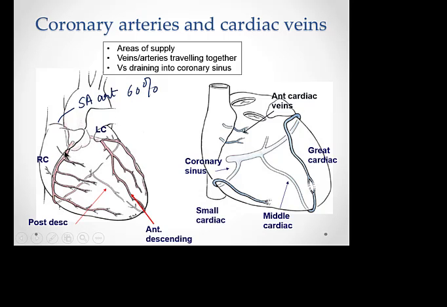Then, since it's traveling between the atria and the ventricles, it gives off right atrial branches. RC stands for right coronary. It gives off ventricular branches. Notice this: before it begins to turn around to go on to the postero-inferior side, it gives off a branch which lies along this inferior border. Can you see this branch? This branch is called the right marginal artery.